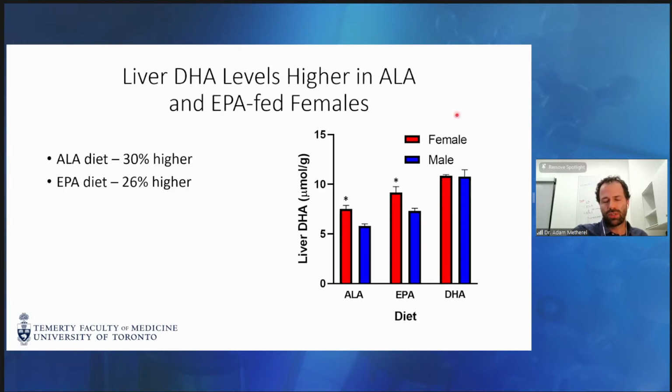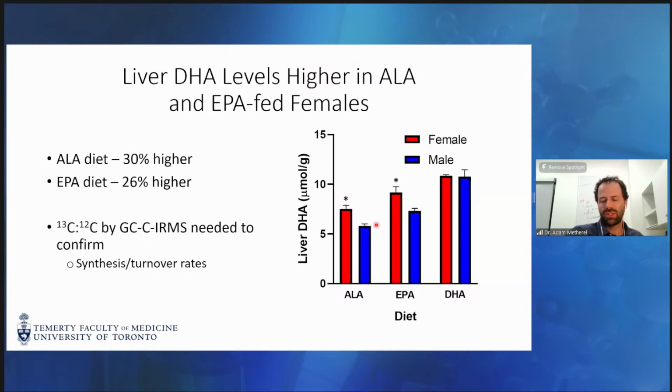So just briefly, I'll show you an overall summary. What we did show is liver DHA levels being higher in ALA and EPA-fed females. I'm not going to get into the sex-specific aspects of this. It's a whole other presentation for another day, but we are seeing expected sex differences in the liver. However, we can't say whether these differences are due to changes in synthesis rates between males and females. So we really need this C13 analysis to determine synthesis and turnover rates.